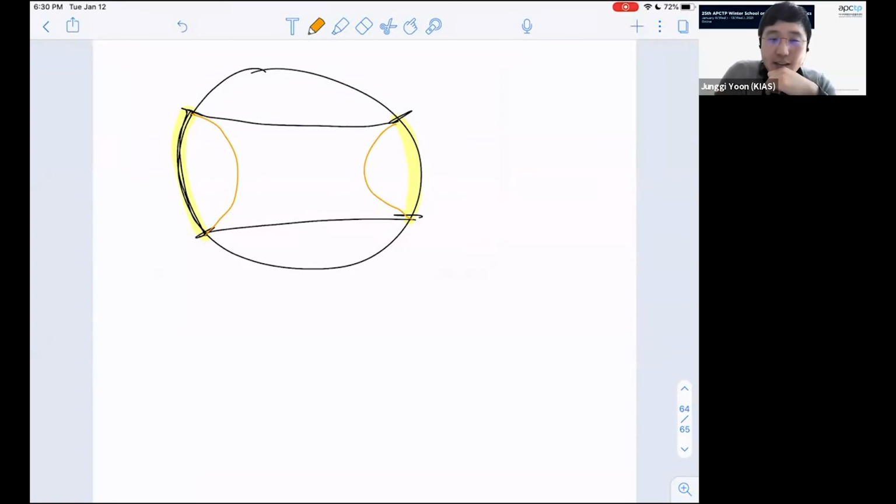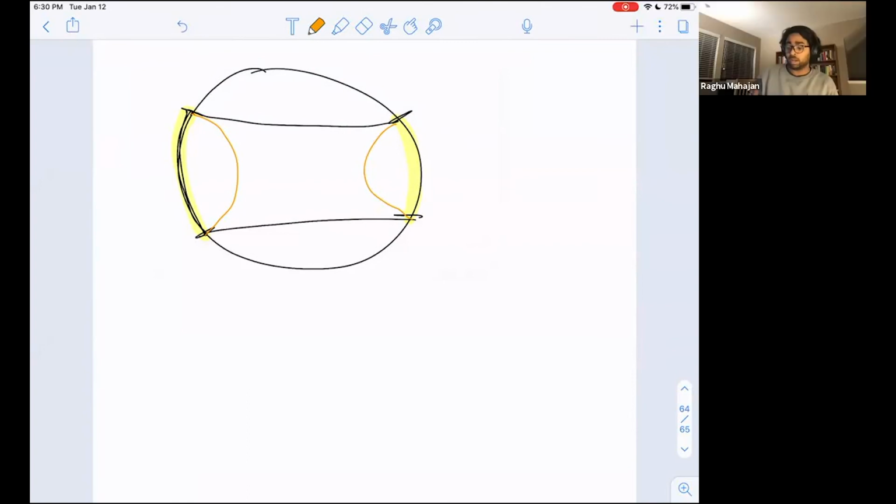In this similar case, if you run the Lewkowycz-Maldacena argument on this, you would also have two saddles, both of which are Zn symmetric, but their values of the B term will be different.